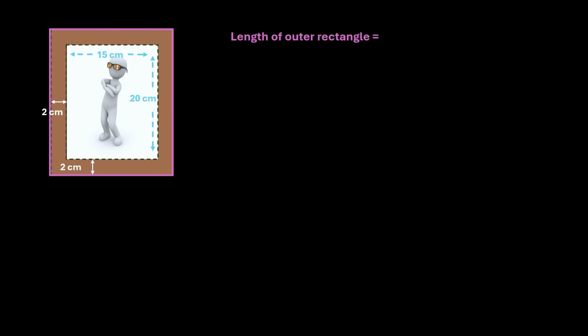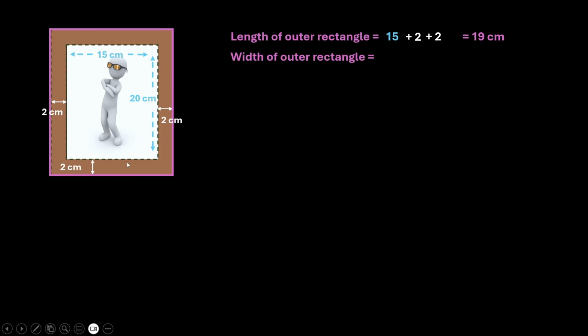I know the dimensions of the inner one. 15 is the length and 20 is the breadth. But do I know the dimensions of the outer one? Let's see. The dimensions of this outer rectangle, the length would be 15 centimeters plus 2 centimeter for the border on this side and 2 centimeter for the border on this side. So, that would be 15 plus 4, that is 19 centimeters. Similarly, the width would be 20 centimeters plus 2 centimeters for this one and 2 centimeters for this one. So, that would be 20 plus 4, that is 24 centimeters.